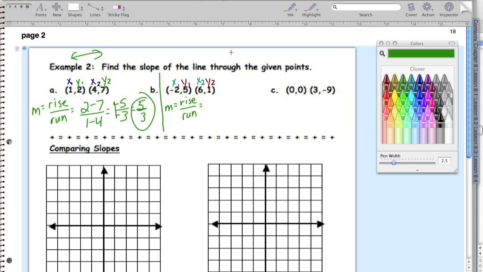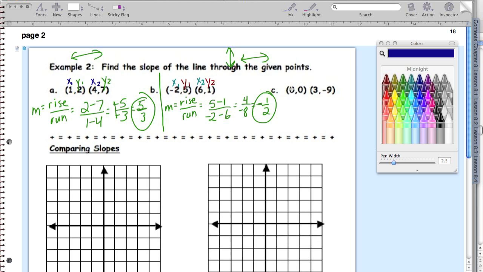My rise has to do with the y-axis, so I subtract the y's first, 5 minus 1. My run has to do with the x's, so I subtract -2 minus 6. 5 minus 1 is 4, -2 minus 6 is -8. Here we can simplify that to be -1/2. And that's it. You're done.